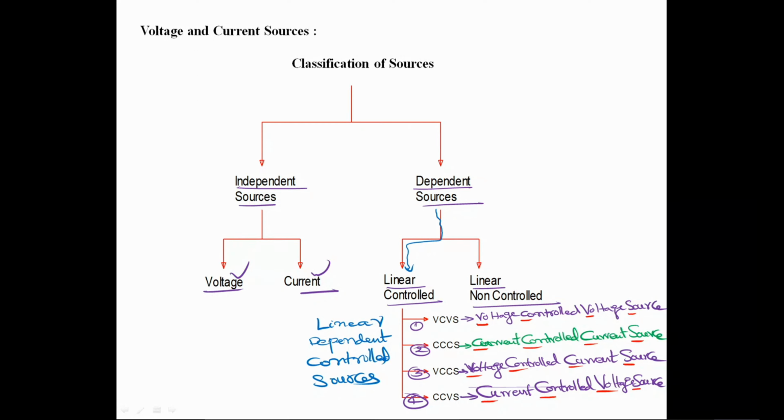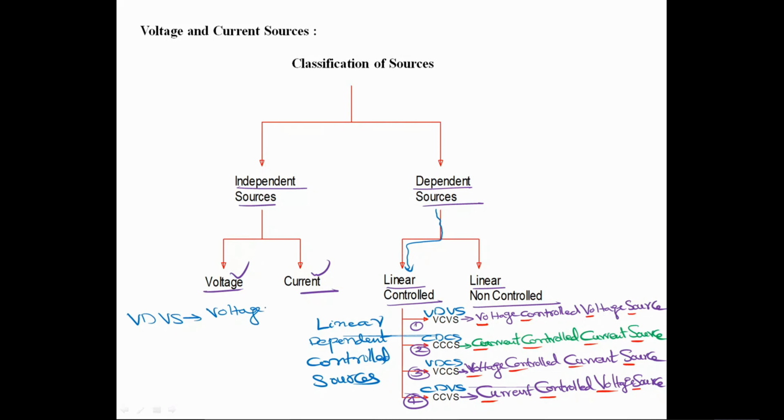And please don't confuse that. In some textbooks, instead of controlled, they also call it dependent. They also write these names as voltage dependent voltage source VDVS, ఇదేమో CDCS, ఇది VDCS, ఇది CDVS. So what is VDVS? Voltage dependent. VDVS అంటే voltage controlled బదులు voltage dependent అంటారు.